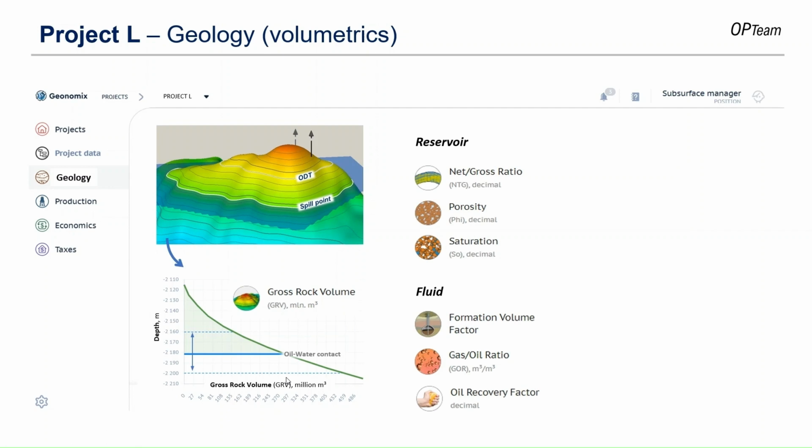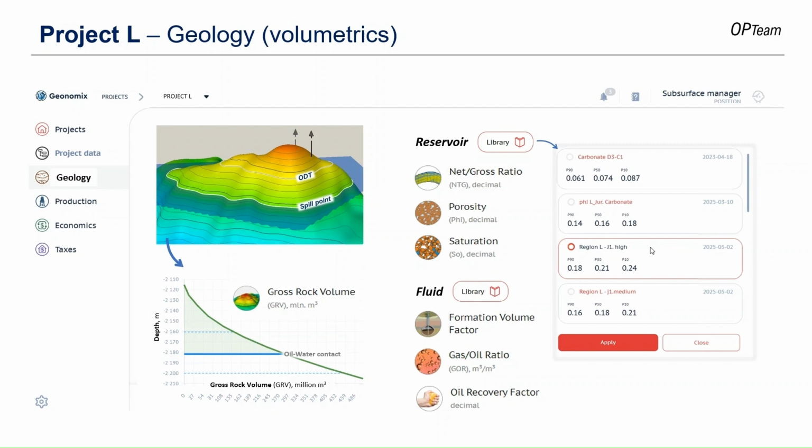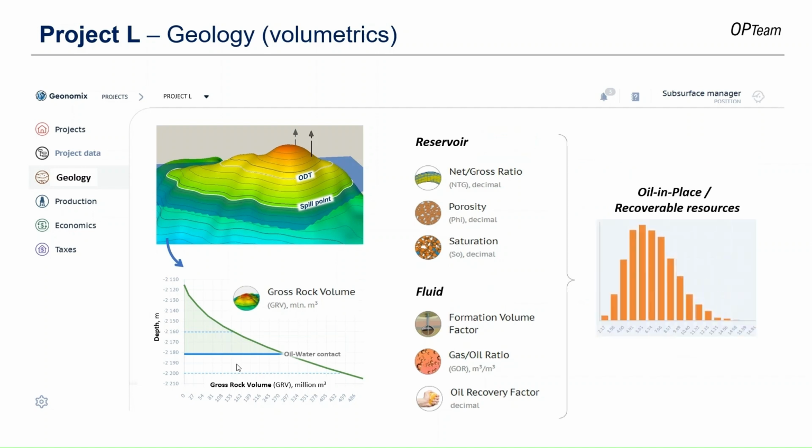There are 3 optional models to define those: fixed or deterministic values, probabilistic models using any user-defined function, and symmetrical distribution with a plus-minus range. To set some of these parameters, we use the geostatistical libraries available in the program for various basins and regions. Once that's done, we get a probabilistic estimate of the in-place and recoverable oil volumes. Let's check it out in action.